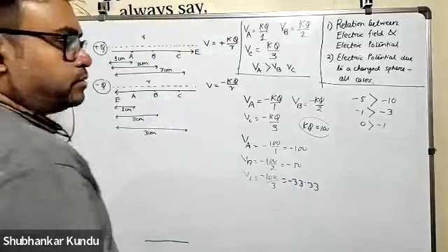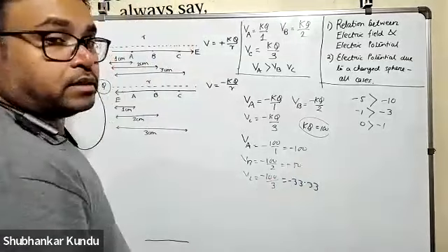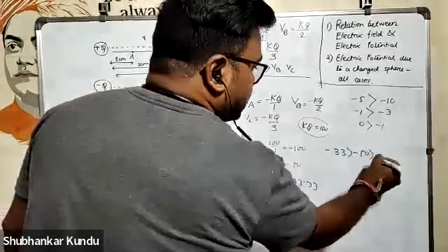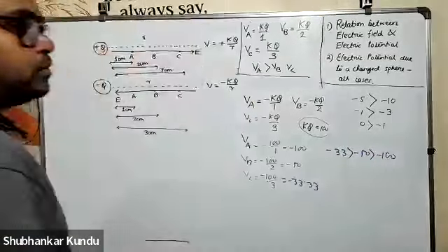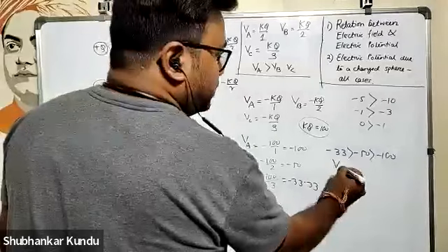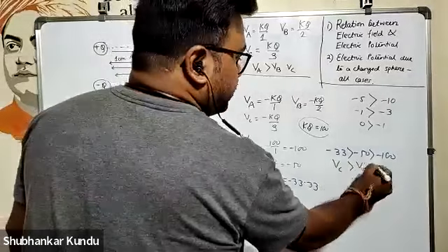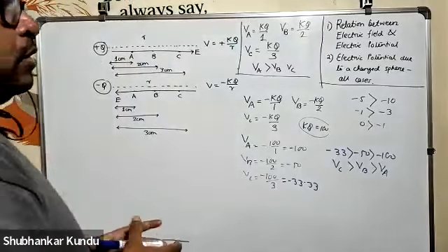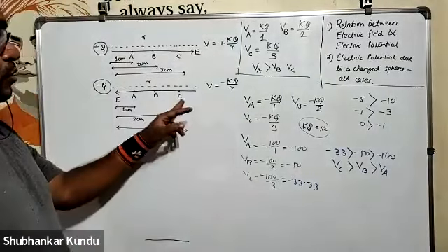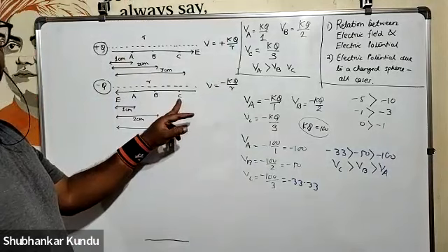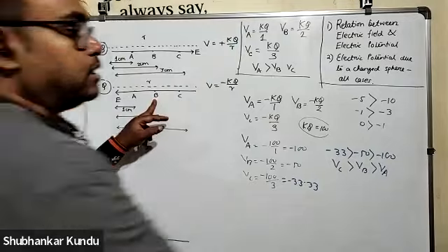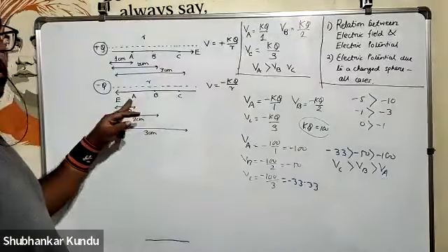Now, tell me who is greater? Minus 100, minus 50, minus 33. Obviously, minus 33 greater than minus 50 greater than minus 100. That is, V at C greater than V at B greater than V at A. So VC is greater, VB is smaller than VC, and VA is smallest of all.